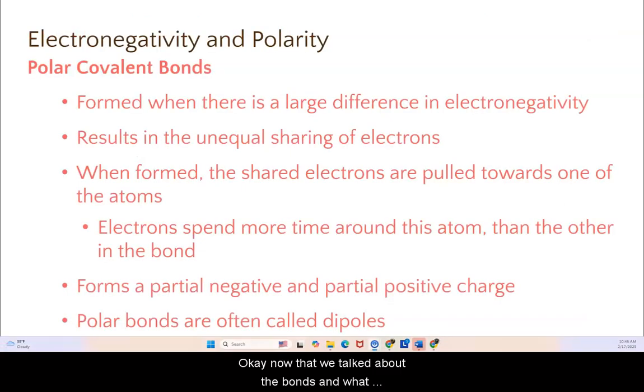Okay, now that we talked about the bonds and what they can make, let's just do a quick overview of polarity and electronegativity. I do have a very large video on that that explains in detail the differences. This is more of an overview.